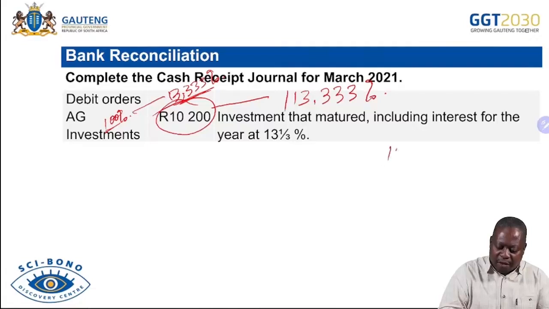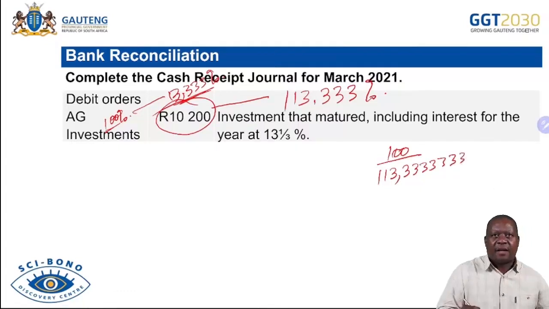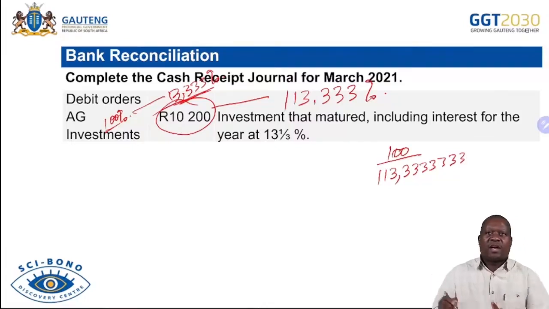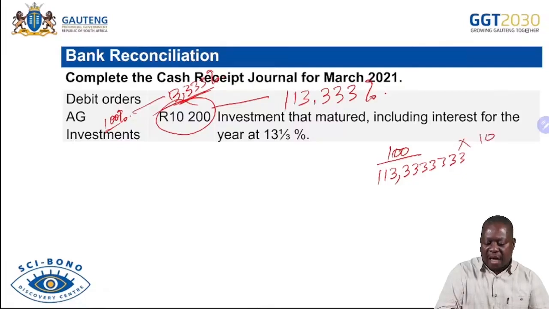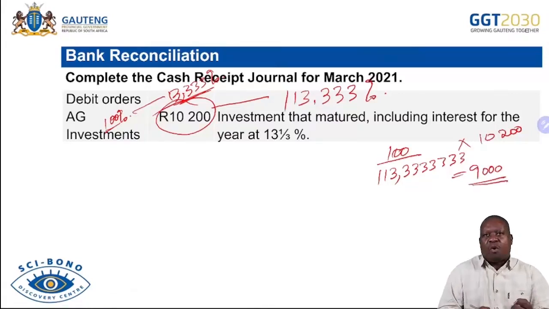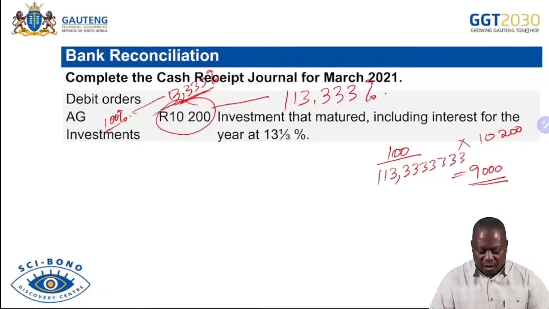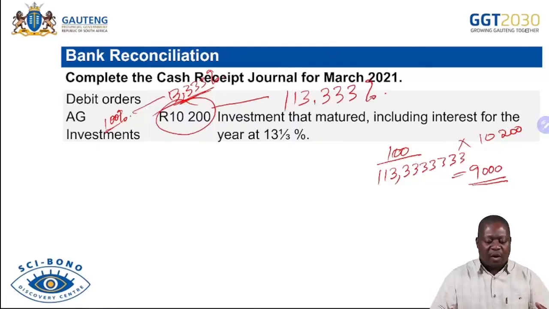So we are looking for 100 over 113 because this is what we know. This is what we are given. On your calculator, if you want to have an accurate figure, when it's recurring, just keep on giving us some threes there. And then we multiply by 10,200, and you are going to see that it gives us 9,000. What does that mean? It means our investment was 9,000, and the extra 1,200 that we are receiving is for interest.